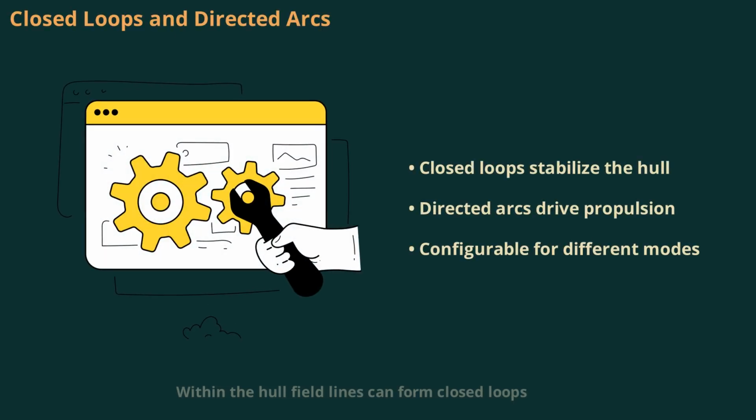Within the hull, field lines can form closed loops, which are associated with circulating modes that stabilize the structure and shape its inertia. Alternatively, directed arcs across the hull represent net momentum flows that drive propulsion. By controlling the configuration of these field lines, the system can switch between stabilization and thrust modes as needed.